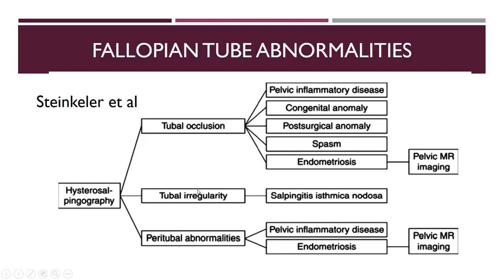In the presence of tubal irregularity, salpingitis isthmica nodosa is to be considered, which is a sign of TB salpingitis. And we also have peritubal abnormalities that cause the fallopian tube to have an irregular course, like pelvic inflammatory disease and endometriosis. And here we have peritubal adhesions or pelvic adhesions. Sometimes we name these abnormalities the tuboperitoneal factor for infertility. Either the adhesions are in the fallopian tube itself or in the surrounding peritoneum.